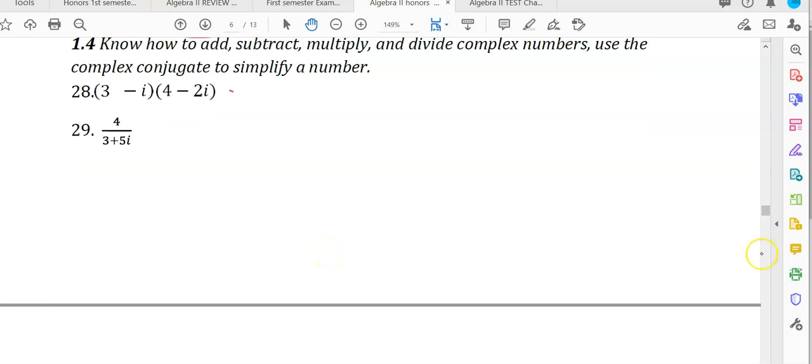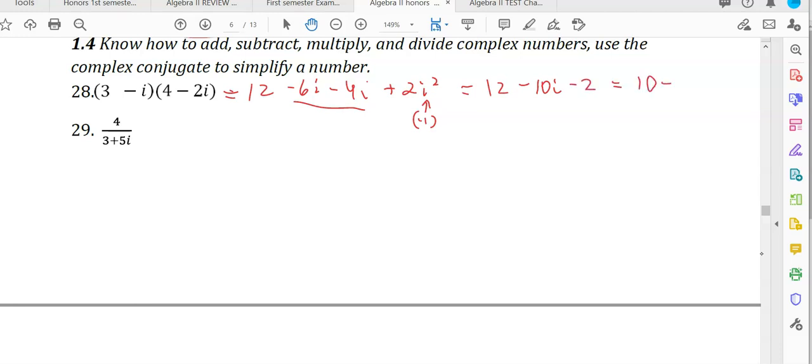This one, if we FOIL it, we would get 3 times 4 is 12, minus 6i, minus 4i, plus 2i squared, which is really negative 1, right? These go together, so you get 12 minus 10i. Instead of plus 2 times negative 1, it'd be minus 2, which is really 10 minus 10i.